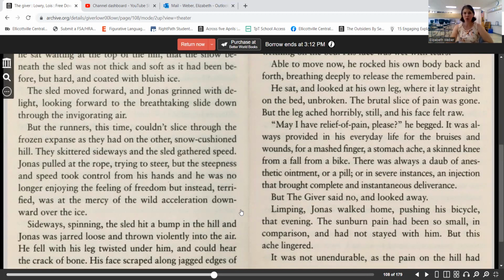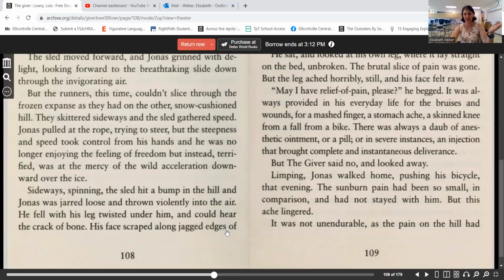But the runners this time couldn't slice through the frozen expanse as they had on the other snow-cushioned hill. They skittered sideways and the sled gathered speed. Jonas pulled at the rope trying to steer, but the steepness and the speed took control from his hands, and he was no longer enjoying the feeling of freedom, but instead terrified, was at the mercy of the wild acceleration downward over the ice. Sideways spinning, the sled hit a bump in the hill and Jonas was jarred loose and thrown violently into the air. He fell with his leg twisted under him and he could hear the crack of bone.